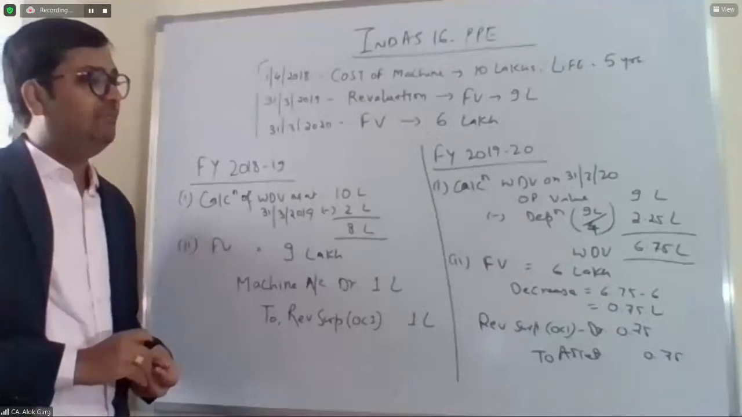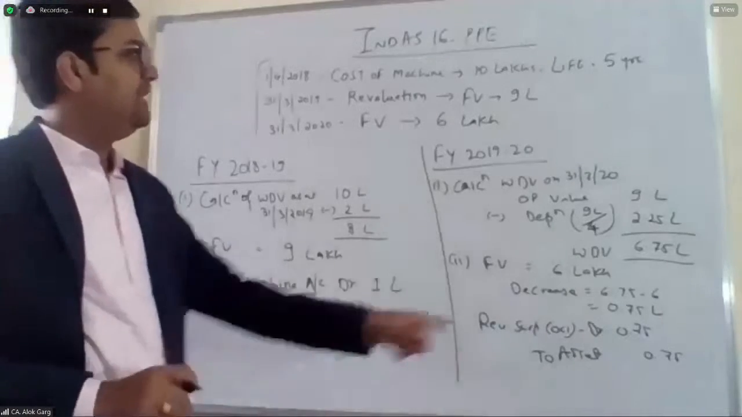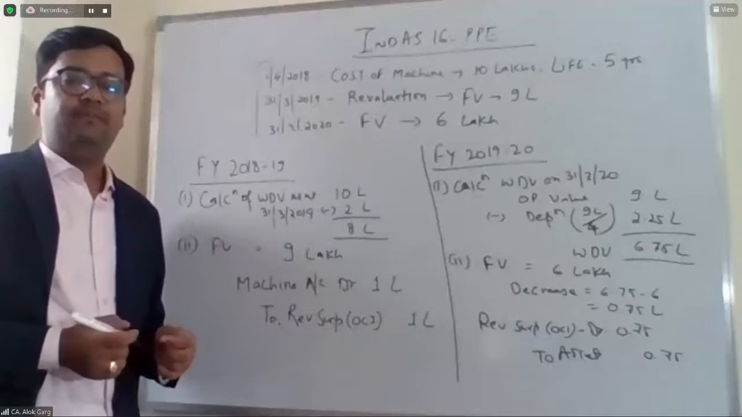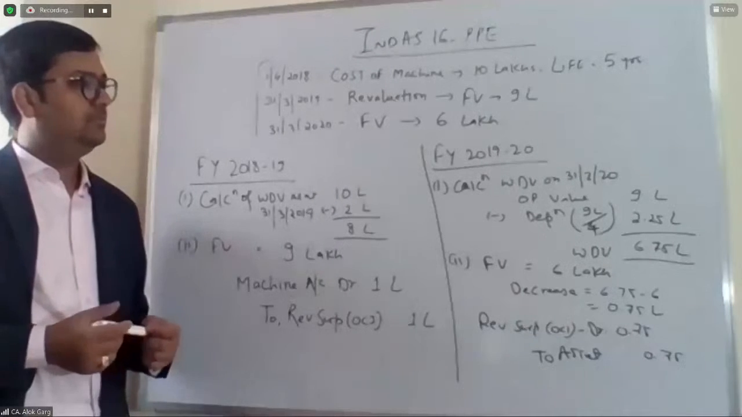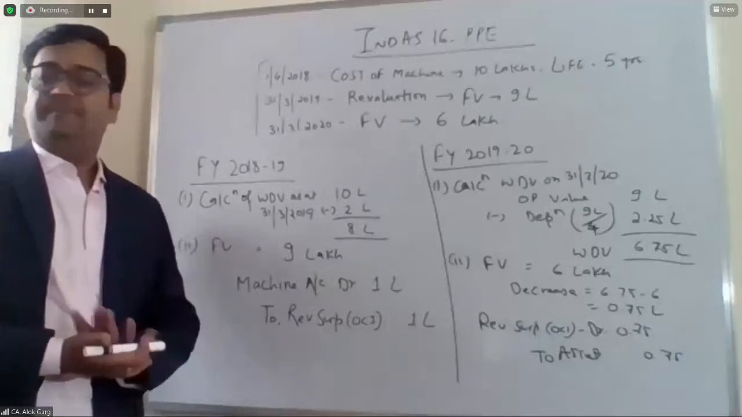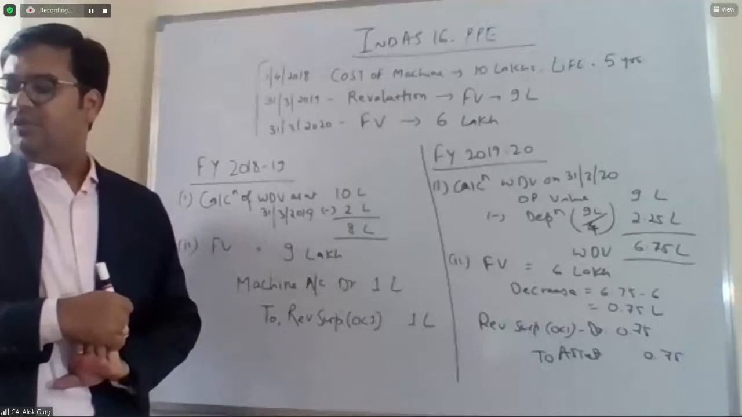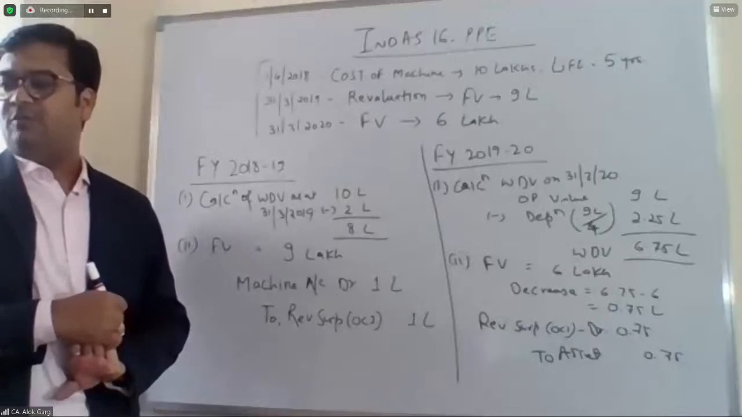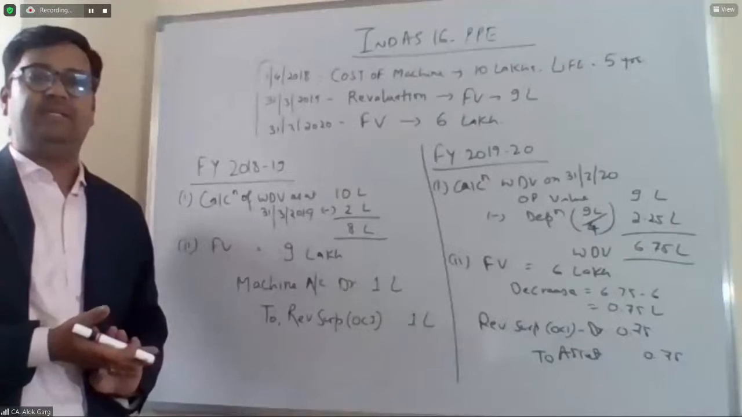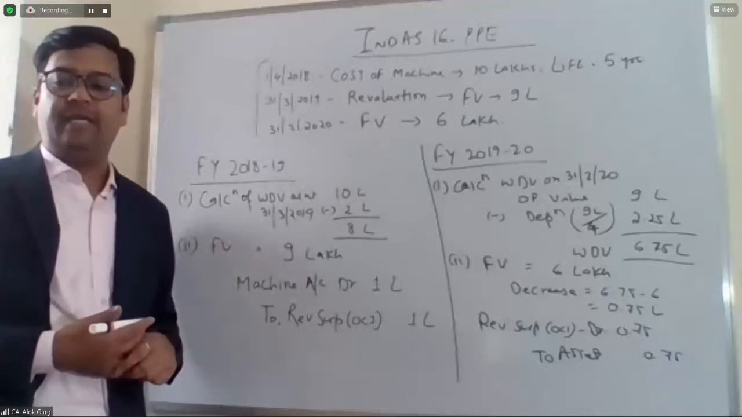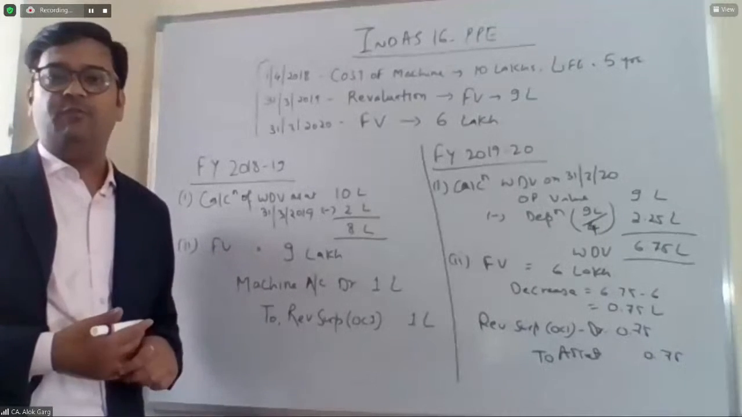So what is the carrying value of the asset? The carrying value of the asset is 6 lakh. Any doubt? Ambika, you're right. 0.75 debit to revaluation surplus OCI, credit to PPE asset, credit to machine.